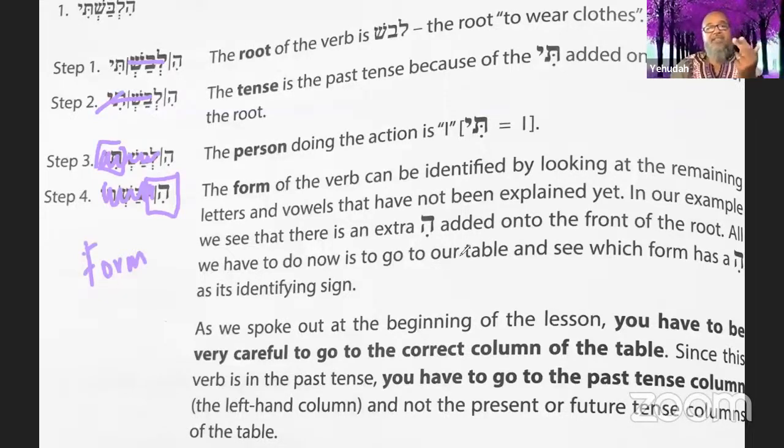Okay. So it lets us know that this extra hey with this correct yod, this little dot underneath it, was added to the front of the root. All we have to do now is go to our table and find out what its identifying sign is. Where does it fall? What category does it fall in? We know we're in the past. We know this. So let's go look at it right quick.